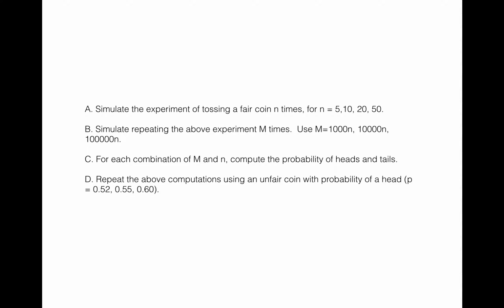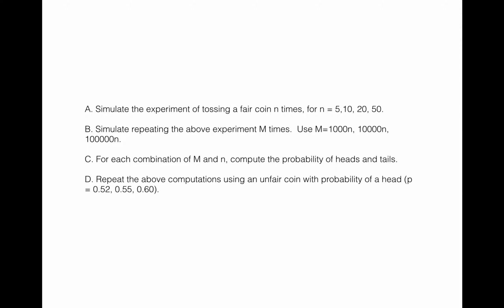of event. First of all, we were to simulate the experiment of tossing a fair coin n times, where n was equal to 5, 10, 20, and 50. Next, we were supposed to simulate repeating the above experiment m times using m as 1,000 n, 10,000 n, and 100,000 n. Next, for each combination of m and n, we computed the probability of heads and tails, and then we repeated those above computations using an unfair coin with a probability of heads being 0.52, 0.55, and 0.6.